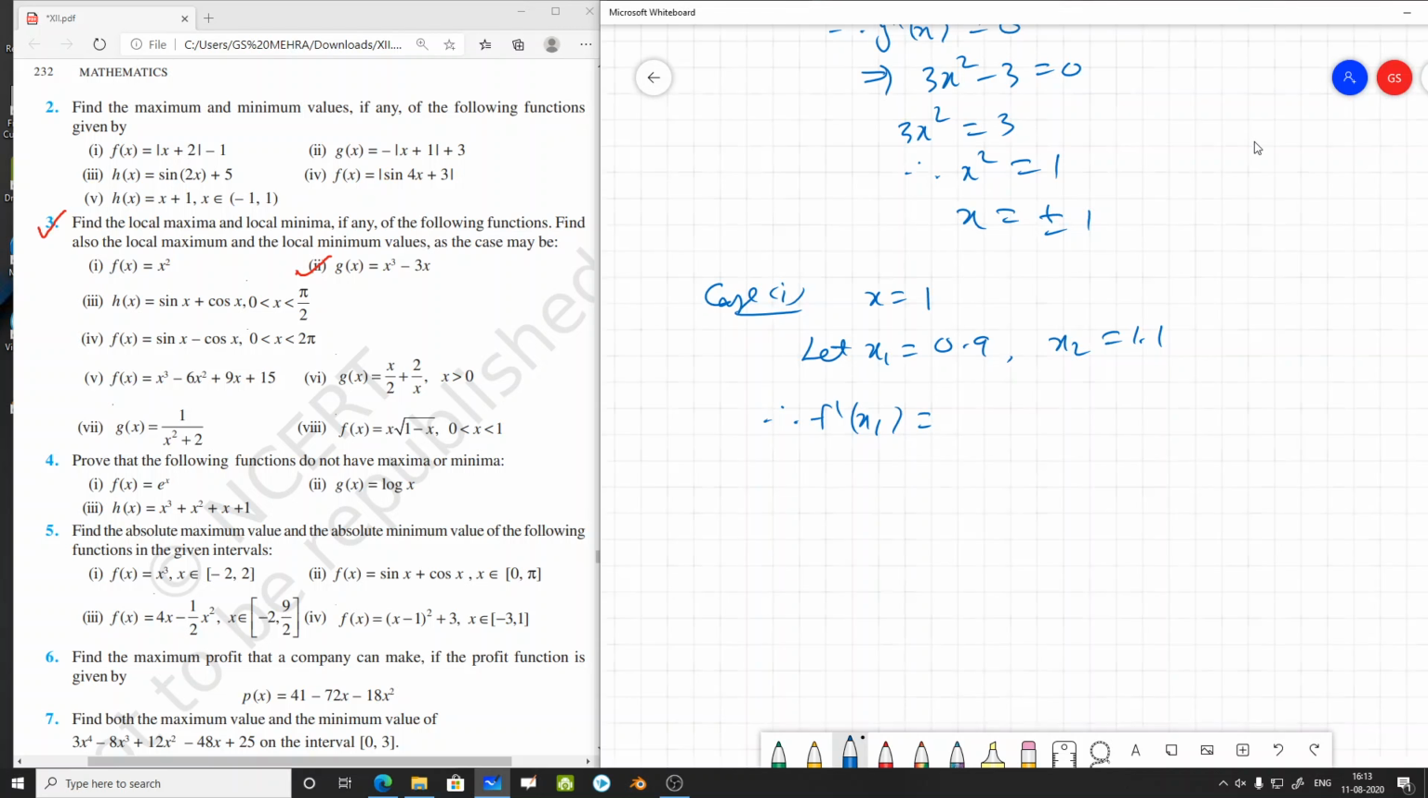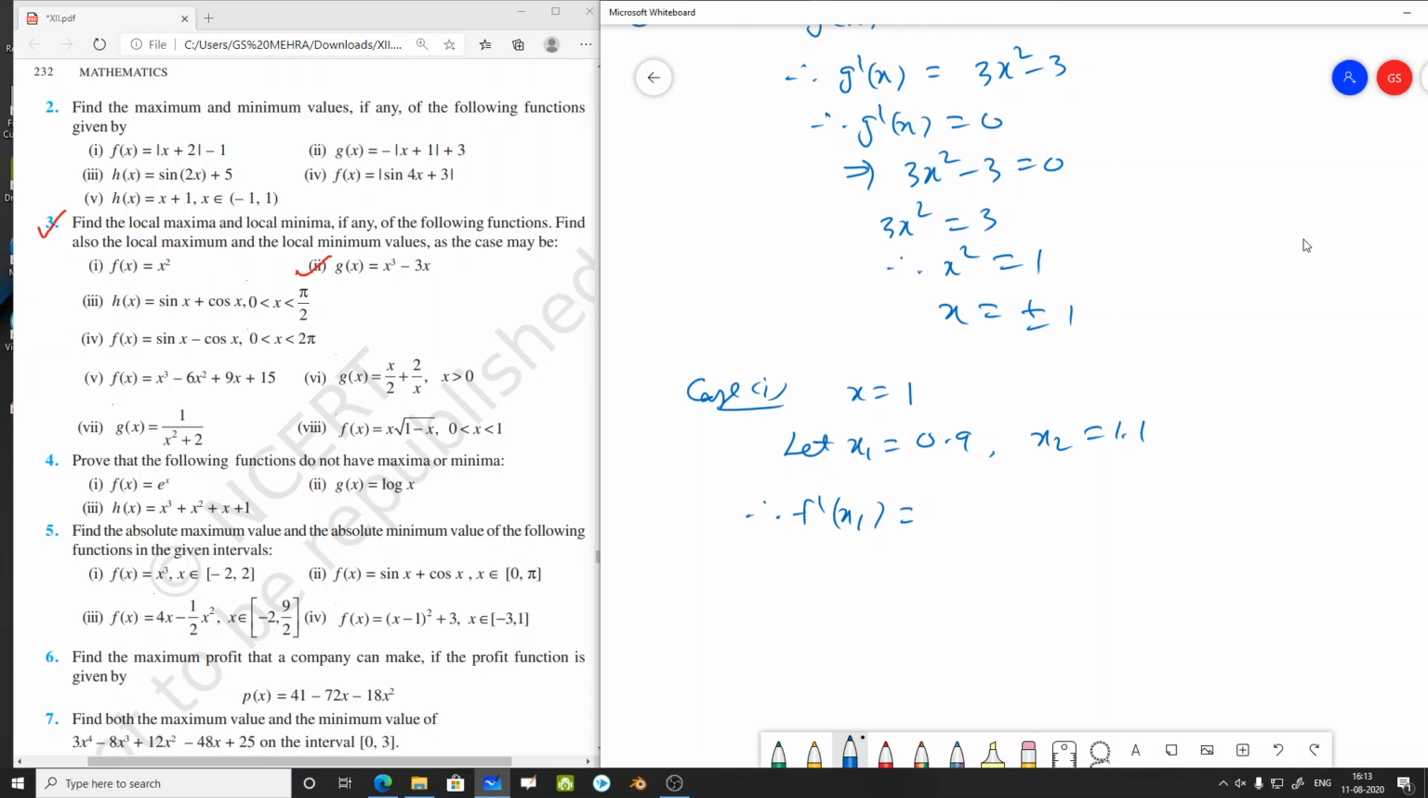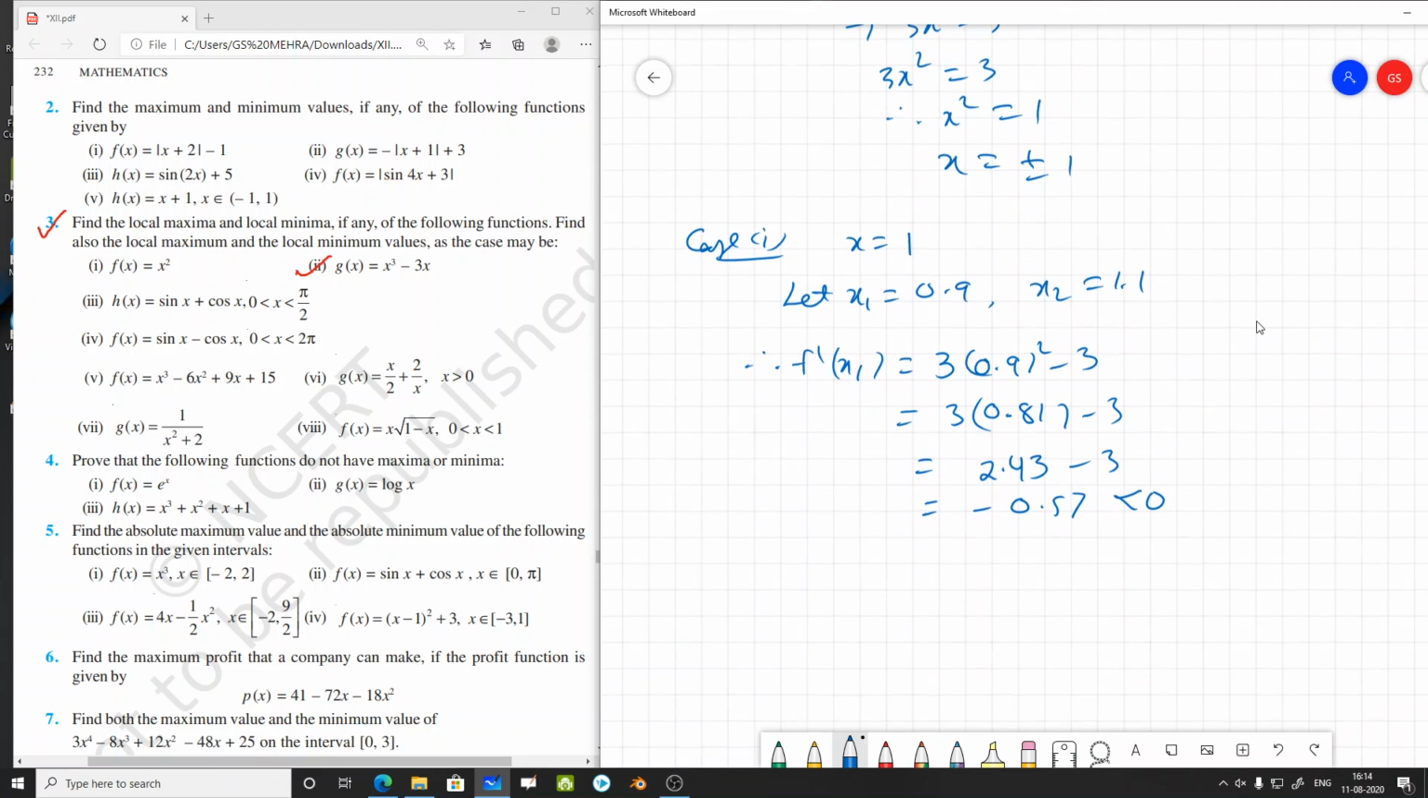F dash x is 3x square minus 3. So f dash x1 equal to 3 into 0.9 square minus 3. 0.9 square is 0.81, so 3 into 0.81 is 2.43, and 2.43 minus 3 is equal to minus 0.57, and that is less than 0.